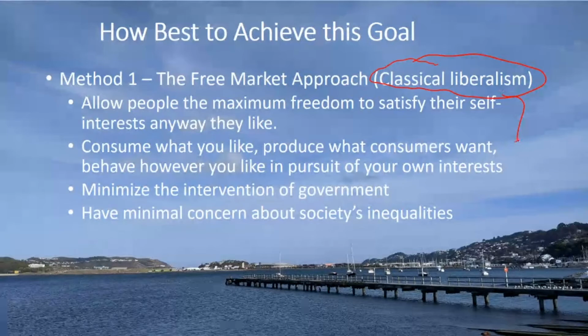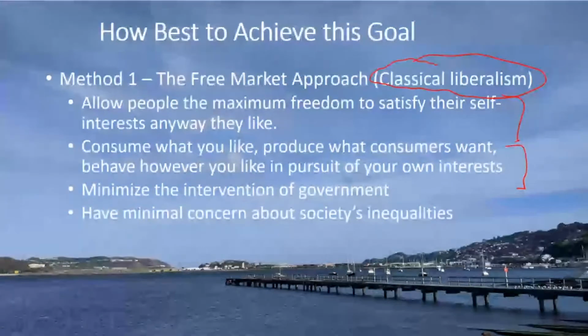Okay, so what is the free market approach? Allow people the maximum freedom to satisfy their self-interest any way they like: consume what you like, produce what consumers want. Production is not driven by what producers want to do, but by what consumers demand. As consumers demand different things, the most successful producers or businesses are those that conform to the consumer wishes in a free market economy. And you can behave however you like in the pursuit of your own interests, as long as you don't diminish the ability of others to do the same thing. That's an important caveat. I haven't emphasized that, but I'll throw that in right now.